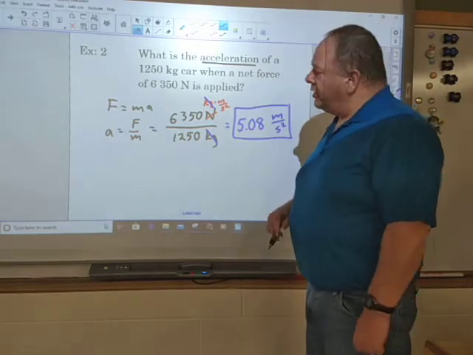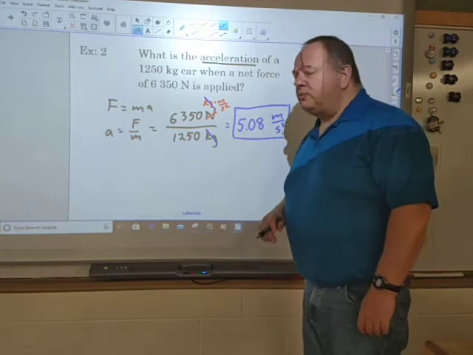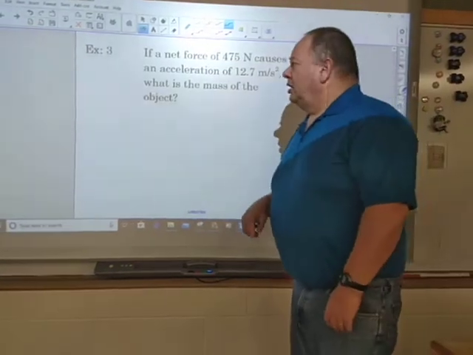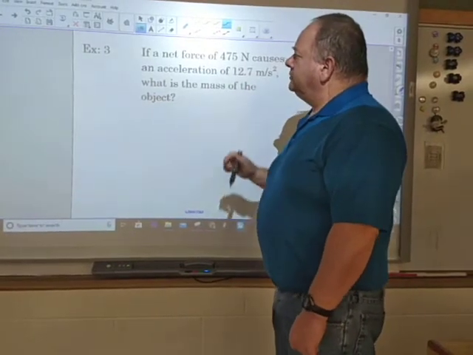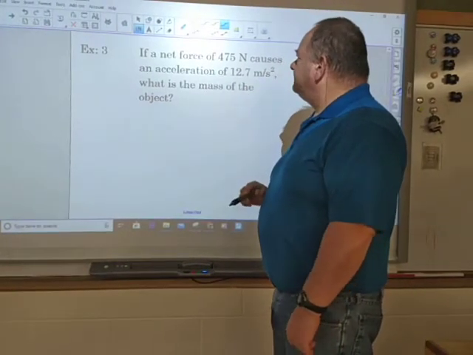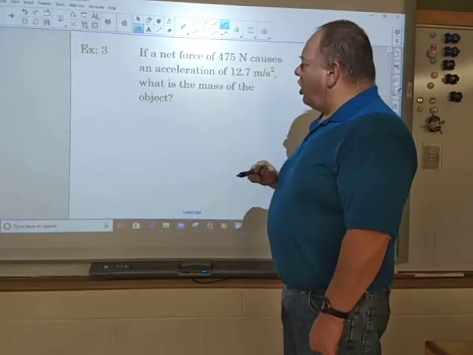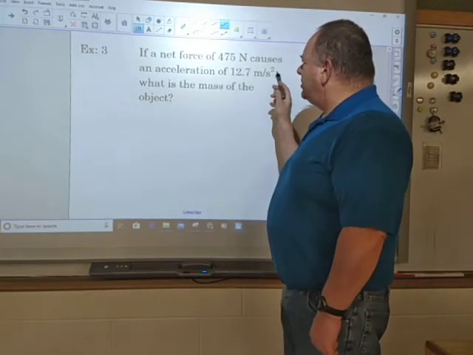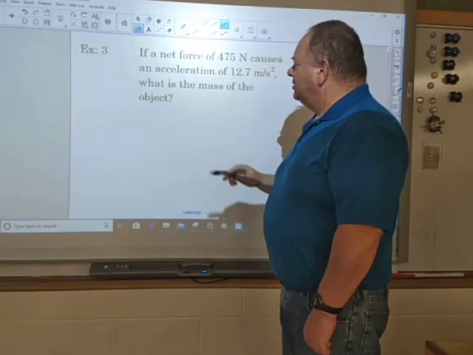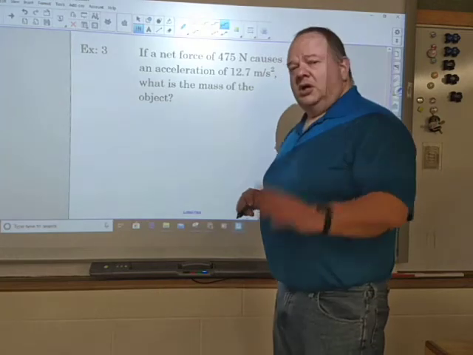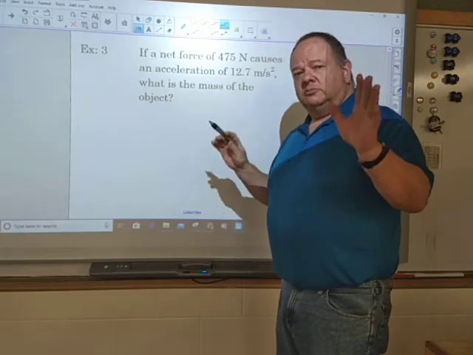Box or circle around your answer. Another pretty straightforward problem. Example 3. If a net force of 475 newtons causes an acceleration of 12.7 meters per second squared, what is the mass of the object that's being accelerated? I'd like you to work out a formula. Pause until you have that.